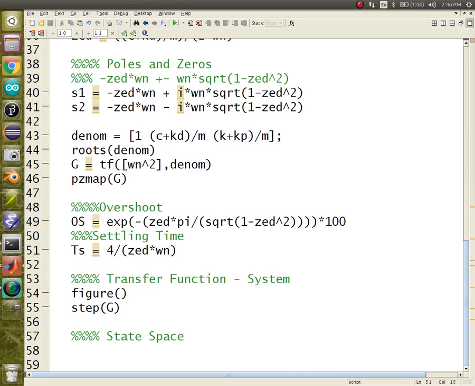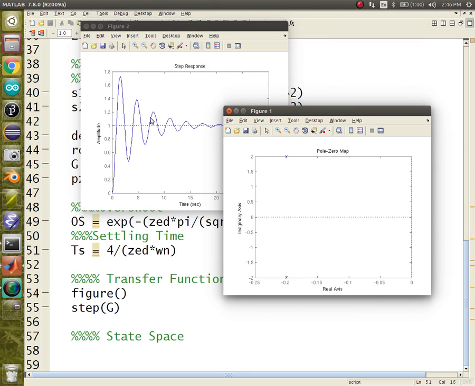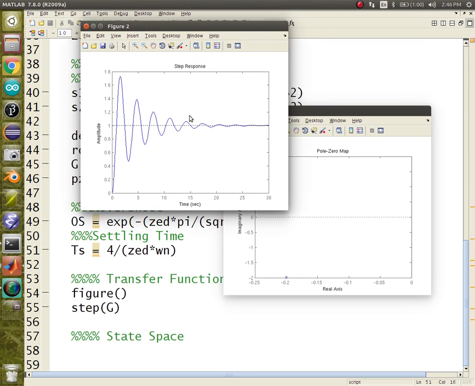So let's tune our PD controller now. So this is all of our open loop stuff. I don't really like the settling time and the overshoot of this system. So the idea is let's add feedback and get the system to a way that I like.